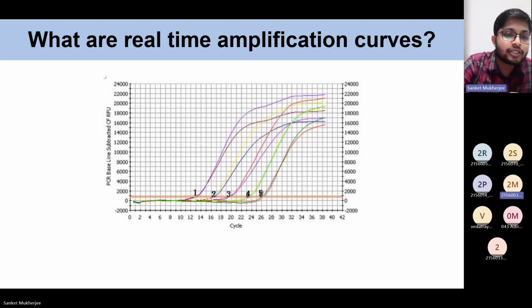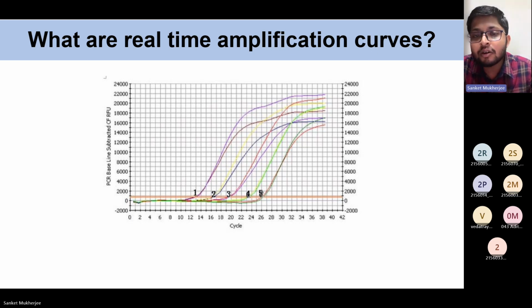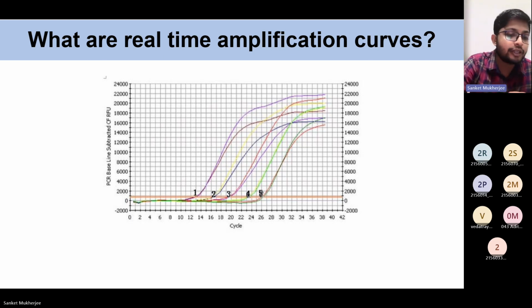Anyway, this is the amplification curve. We already talked about it. Which of these 1, 2, 3, 4, 5 had the highest amount of DNA as starting material? One. Which has the lowest? 5. Good enough.